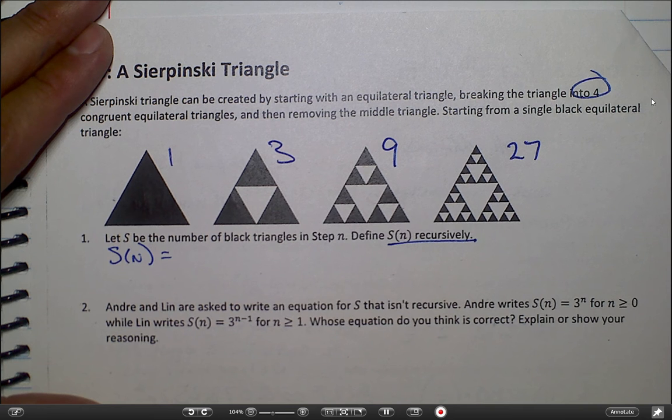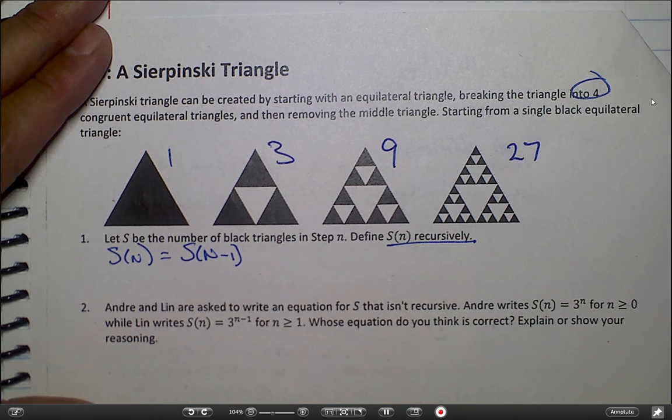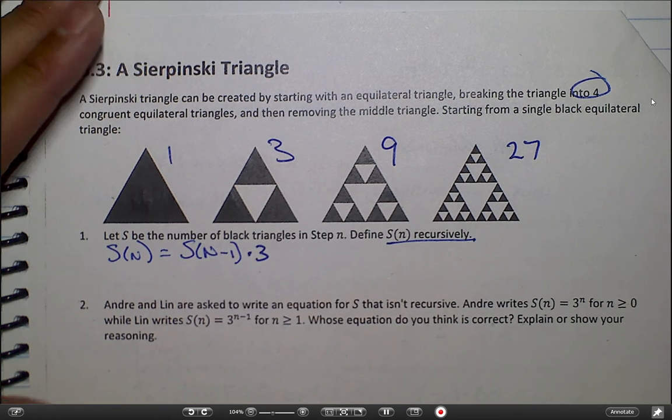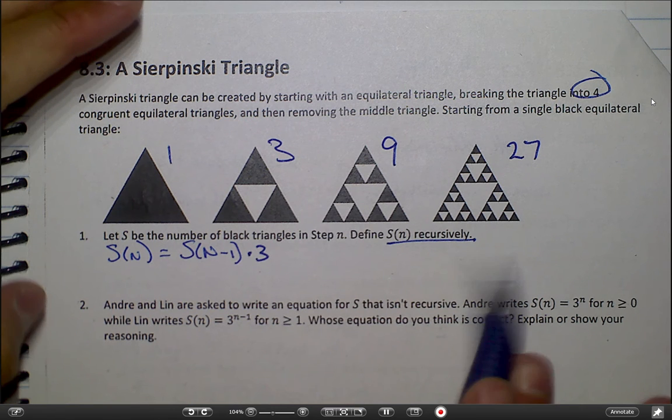So if I'm doing this recursively, how would I do this? S of N minus 1, right? And then what do I do? Times 3. There we go. So that is the recursive. Recursive means I have to have the previous. We're going to talk about other things that are not recursive. Not recursive implies that I don't have to have the previous one. So we have defined this recursively.